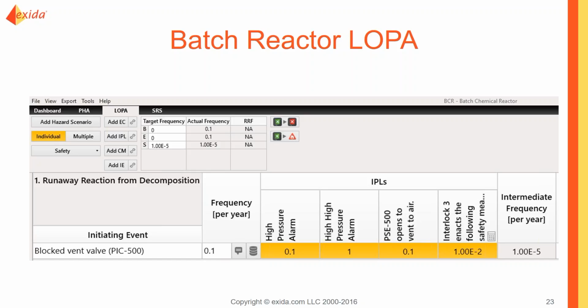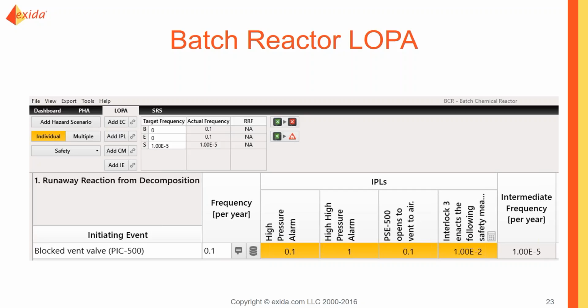In exSILentia, we call it LOPAx. Once you import your information in, your causes become initiating events and your safeguards become IPLs. So you can see your same safeguards, the 2 alarms, the rupture disk, and interlock 3 are all listed under independent protection layer. Your cause, blocked vent valve, is your initiating event. And the hazard scenario in this case is the runaway reaction from decomposition.